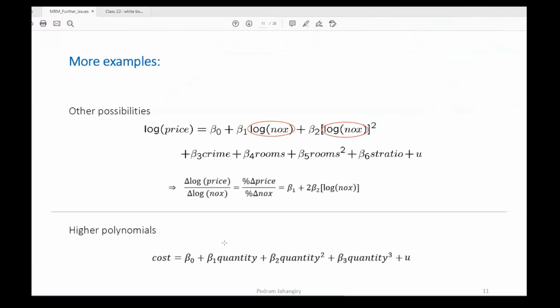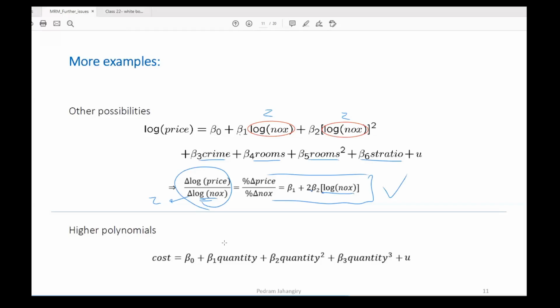Okay, so then imagine we have log nox, log nox squared, crime, rooms squared, and student over teacher ratio. Then we can look at the marginal effect of log price on log nox. I need to take the derivative with respect to log nox. So think of log nox as a new variable z, and whenever you see log nox, just write z. So what I have is beta 1 plus 2 beta 2 z, beta 1 plus 2 beta 2 log nox. Then you can plug in some numbers and see what will happen.